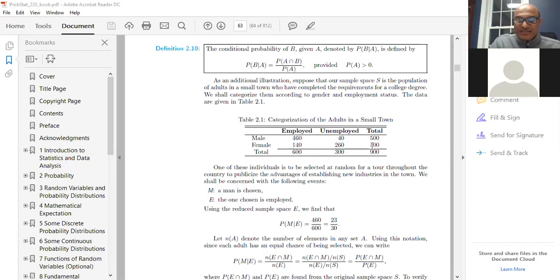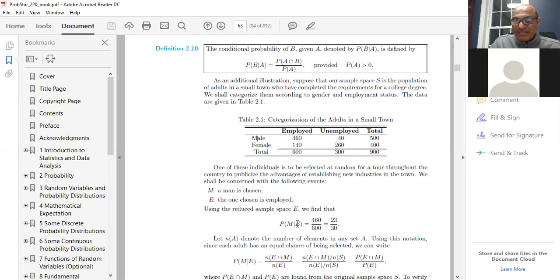Now, the question is, suppose capital M stands for a man, a male is chosen, and capital E stands for that the chosen man is employed. The one who is chosen is employed. Right? And we are looking for the event that a man is chosen given that he is employed. Man is chosen given that he is employed.